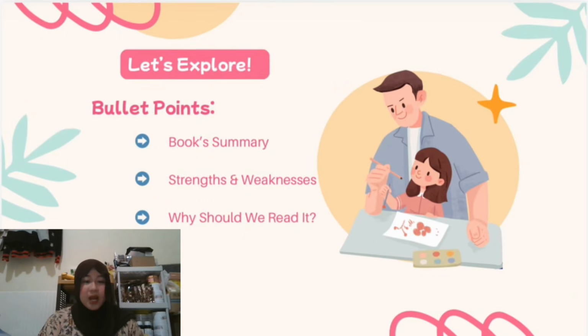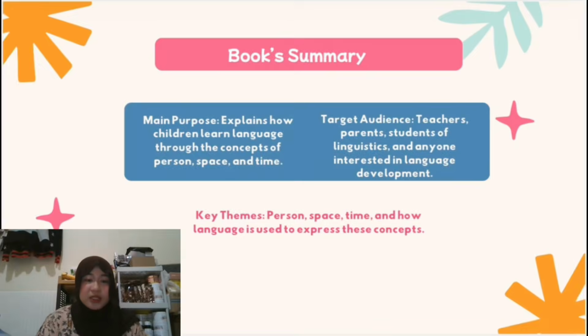Okay, let's start with the first point. It's about the book summary, which includes the main purpose, target audience, and key topic of the book. This book talks about how children learn to use language and how this learning happens through their experiences in the world around them. The book focuses on three important ideas: person, space, and time. The author explained how children learn language by understanding who they are, person, where they are, space, and when things happen, time.